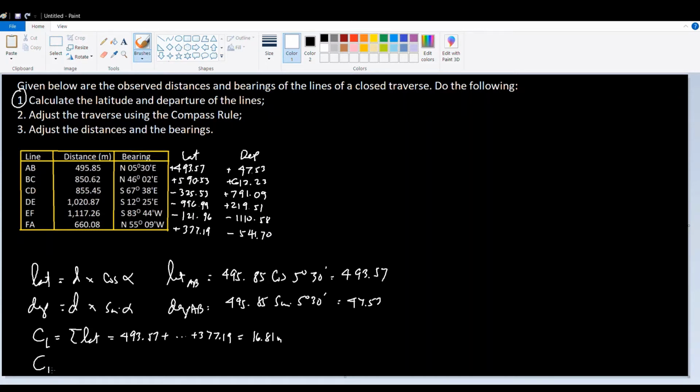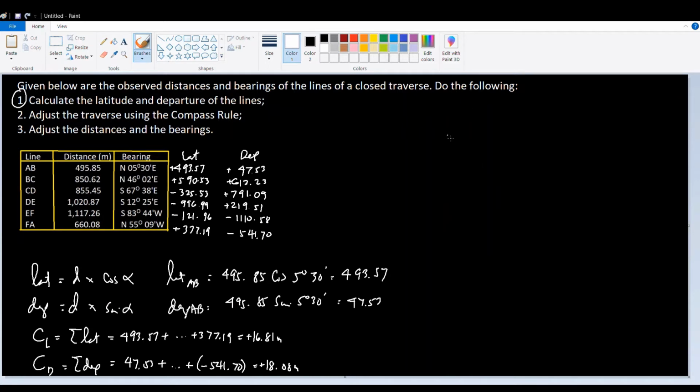You can check that by just adding all the latitudes. For the departure, that will be the summation of the departures: 47.53 plus, and so on and so forth, up to negative 541.70. The misclosure in the departure is also positive, 18.08 meters. Again, you can add the latitudes and the departures and check these values for the misclosures.